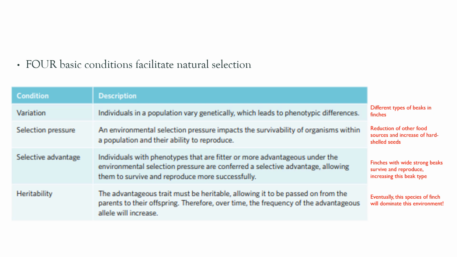So now that we know what environmental selection pressures are, we can now look at natural selection. So we now know everything that we need to know to be able to understand how natural selection occurs for the evolution of species. There are 4 basic conditions that have to occur for natural selection to be able to occur. The first one is variation.